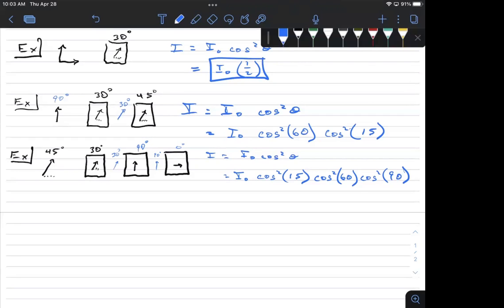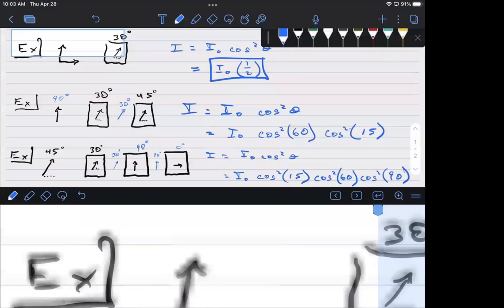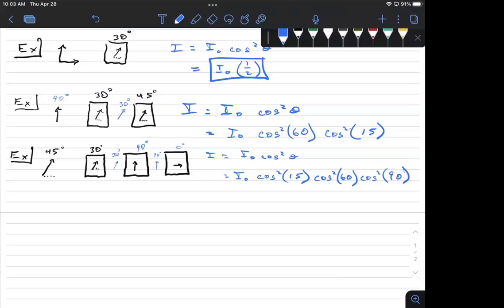I started with light polarized in a certain direction. I went through 3 filters, so I need 3 cosine squareds. The first one is 45 minus 30 is 15. Now my light is at 30. That 30 is trying to get through 90. 30 minus 90 is 60. Sorry. Now my light is past him and he's at 90. So 90 trying to get through this last guy is 90 minus 0 is 90.